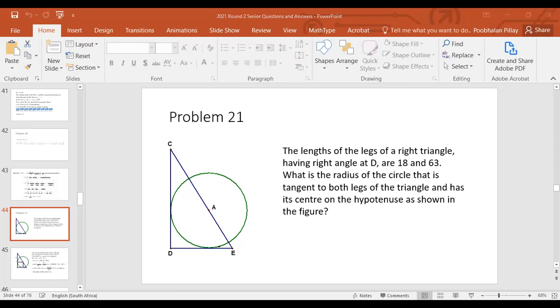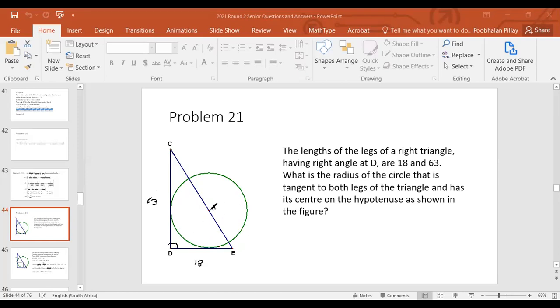So the shorter one is 18. Let's just record that in the diagram. So this is 18 here, and this is 63 here. All right, of course, it's a right angle triangle.